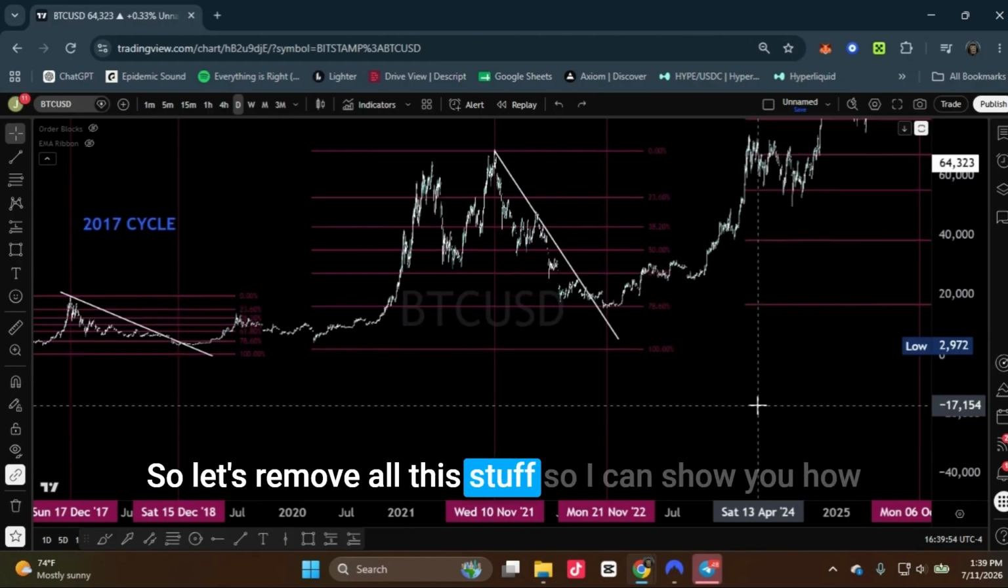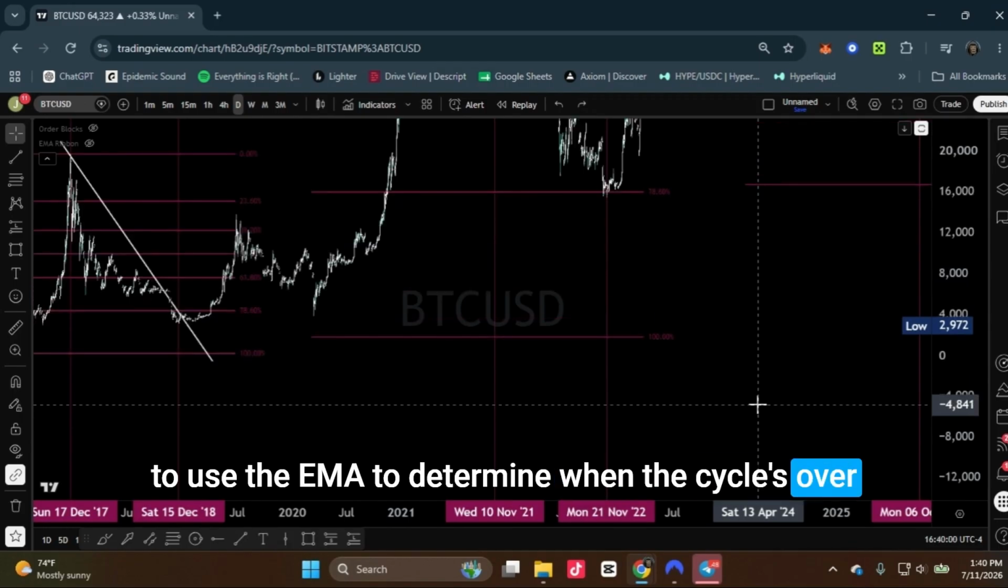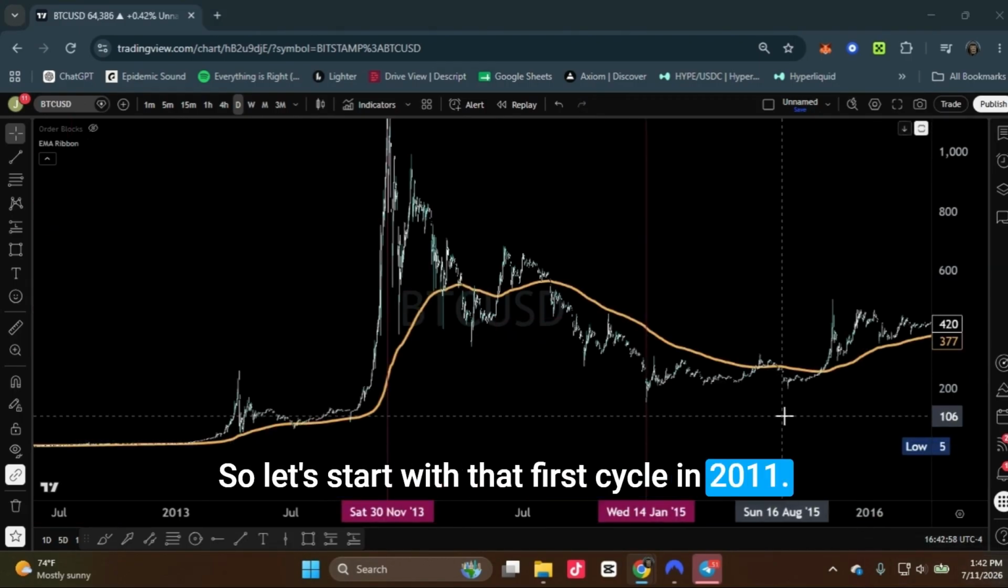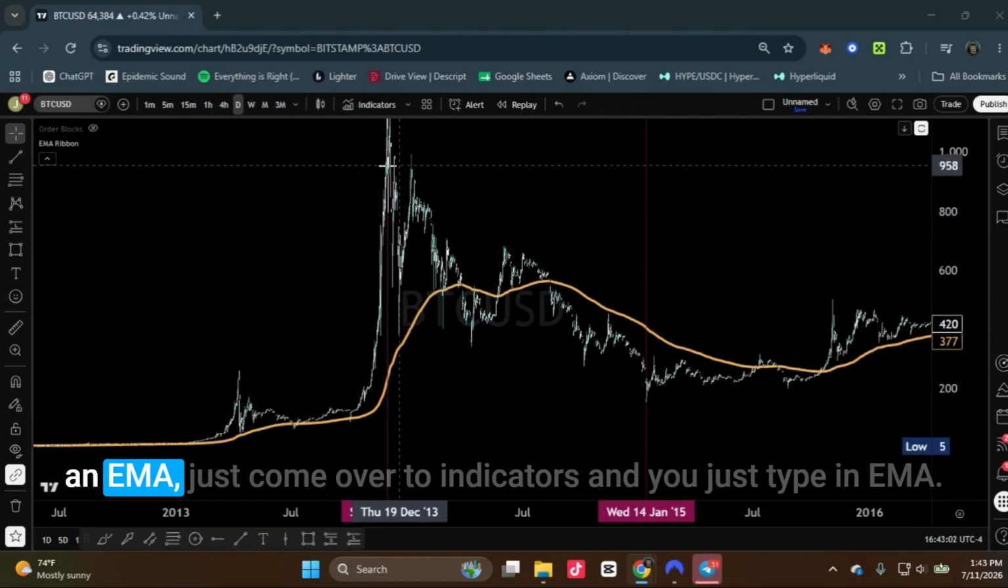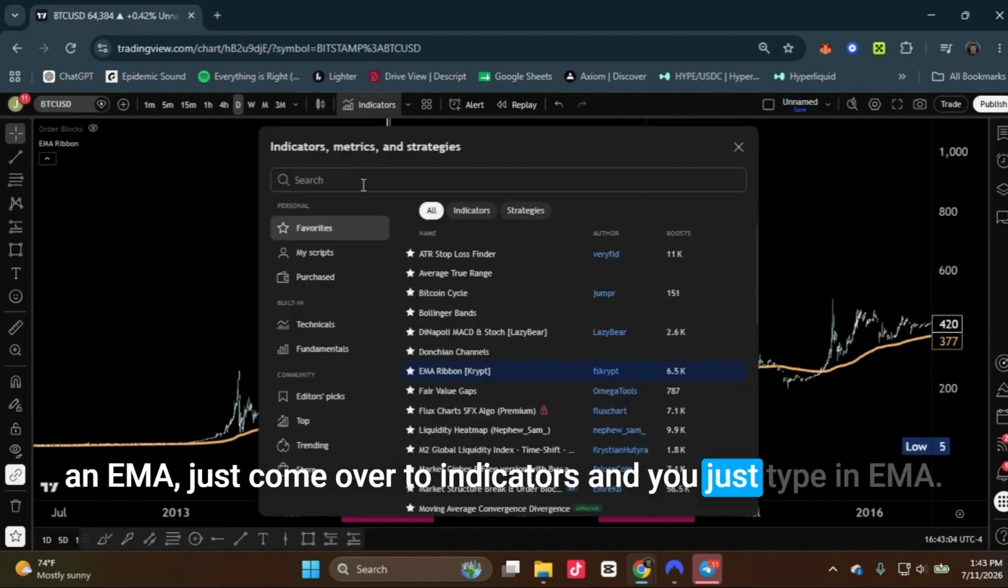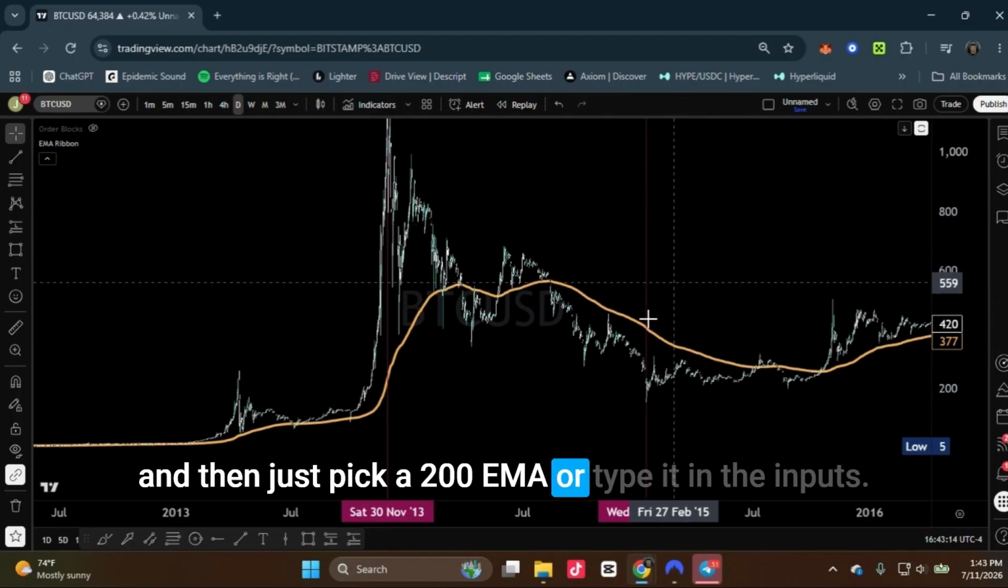So let's remove all this stuff so I can show you how to use the EMA to determine when the cycle's over. So let's start with that first cycle in 2011. Now, I'm using a 200 EMA, and if you don't know where to find an EMA, just come over to indicators and type in EMA, and it's this one right here, moving average exponential.